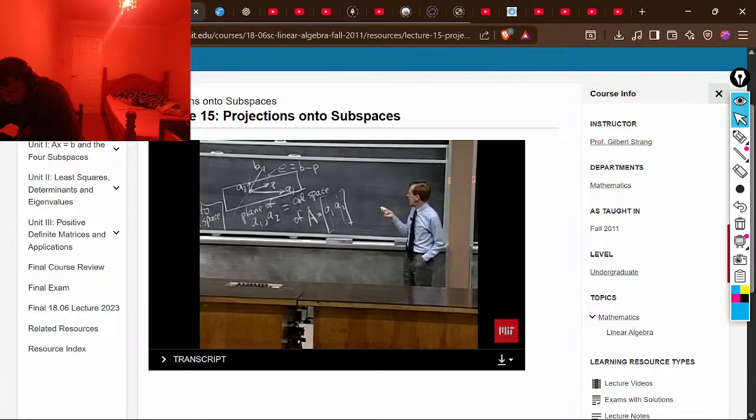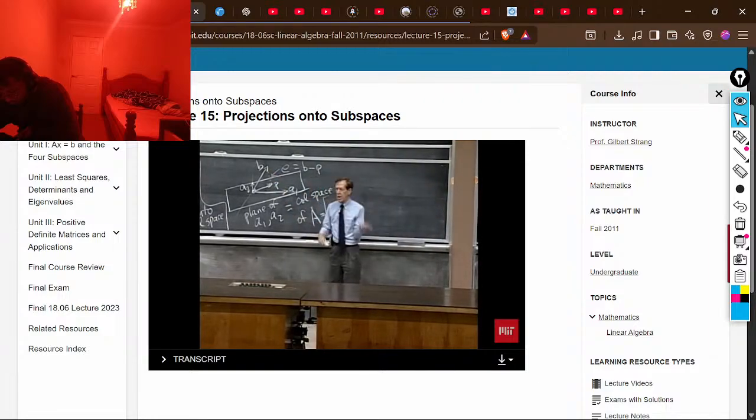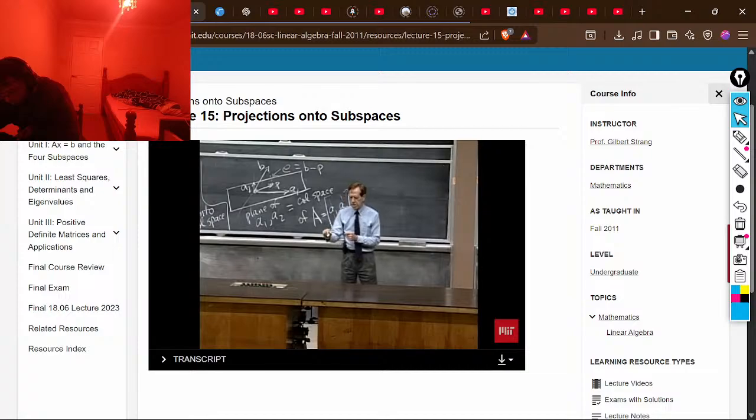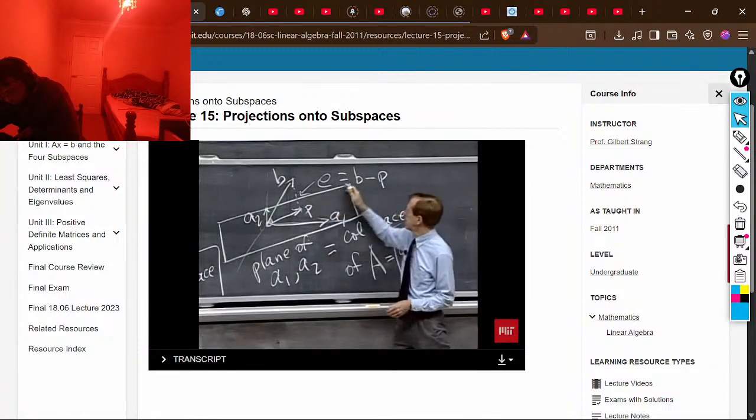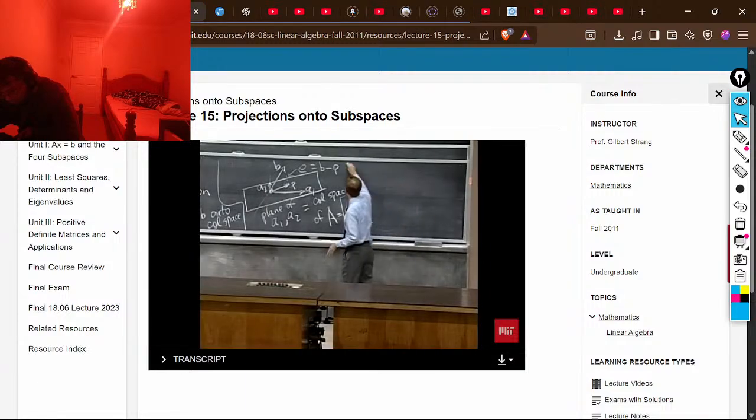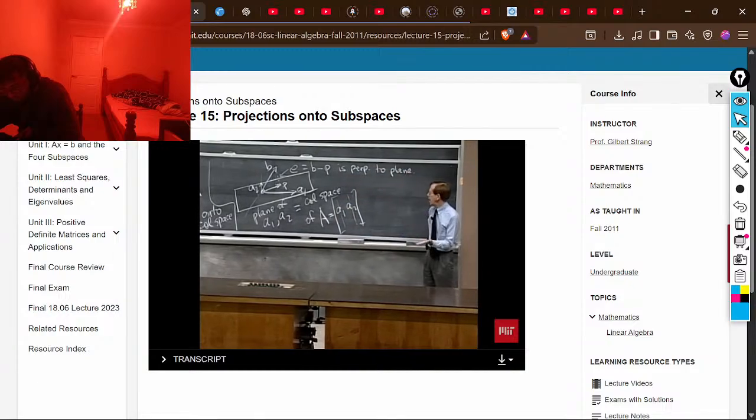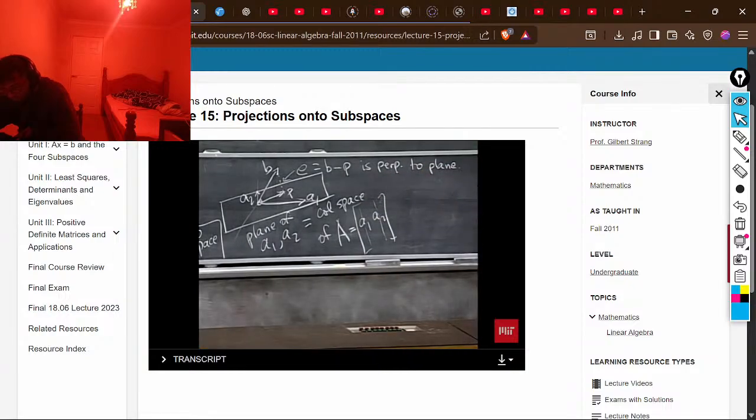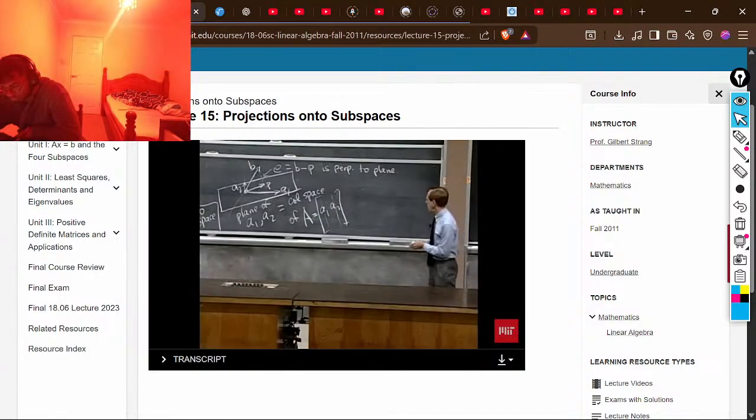Okay, but the beauty is that I know from geometry, or I could get it from calculus, or I could get it from linear algebra, that this vector e is the part of b that's perpendicular to the plane. That e is perpendicular to the plane. Your intuition is saying that that's the crucial fact, that's going to give us the answer. Okay, so that's the problem.